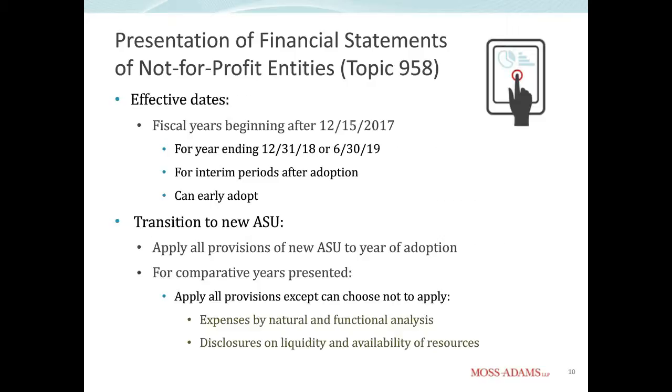So the effective date for this is for fiscal years beginning after December 15th, 2017. So in other words, that would be for fiscal years ending December 31st, 2018, or June 30th, 2019 for those who have either a December year-end or a June year-end.